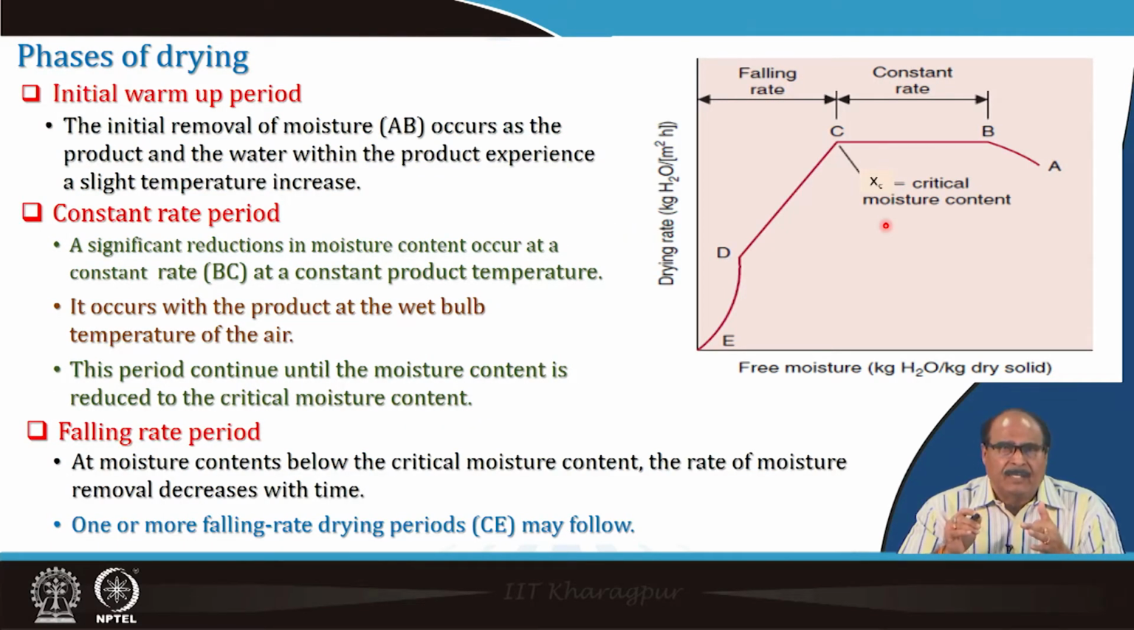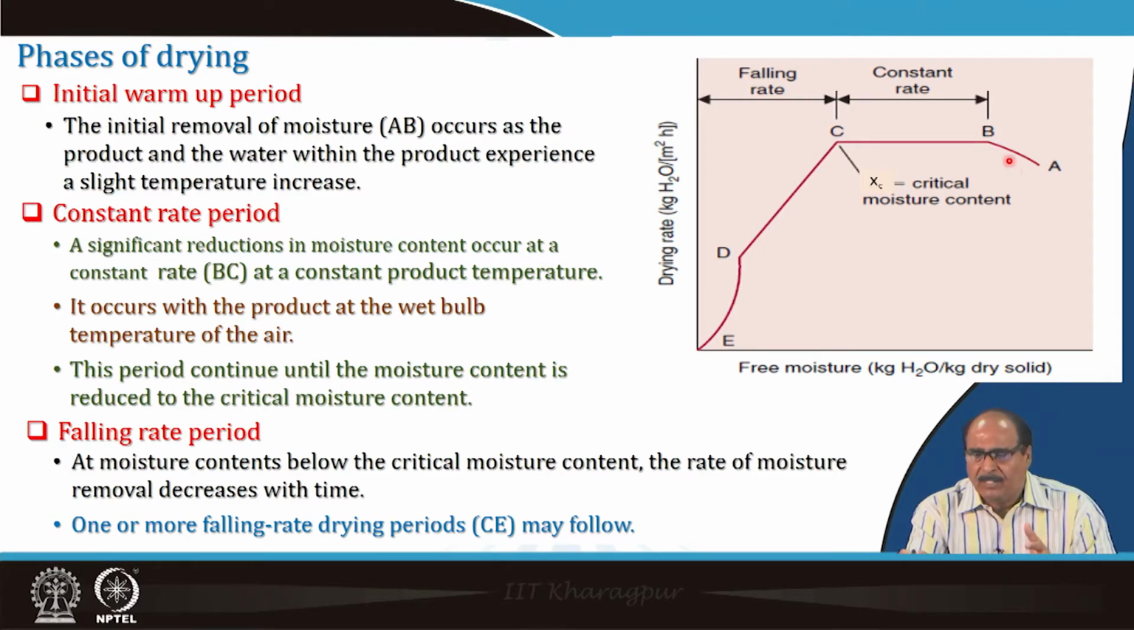Phases of drying: depending upon the moisture content available in the material, its condition, etc., the drying may take place in various phases, like the initial warm up period. You can see the initial removal of moisture in the figure from A to B. This occurs as the product and the water within the product experience a slight temperature increase.